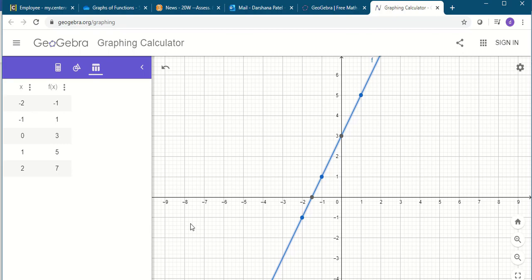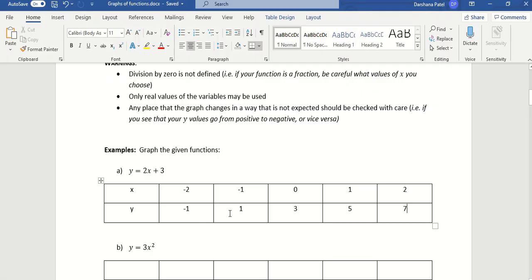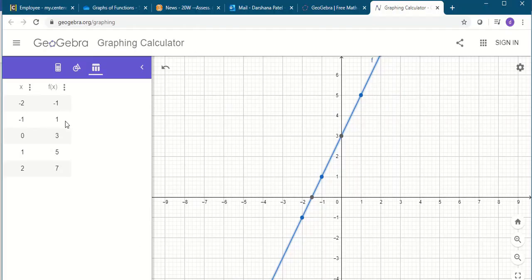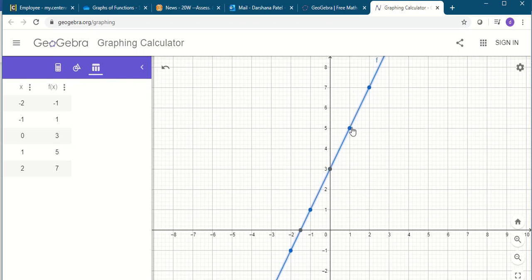The y values we have right here are -1, 1, 3, 5, 7. Those are our points. When x is -2, y is -1. When x is -1, y is 1. When x is 0, y is 3. When x is 1, y is 5. When x is 2, y is 7. And that will be our graph.